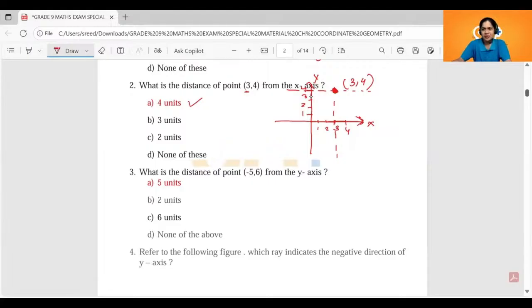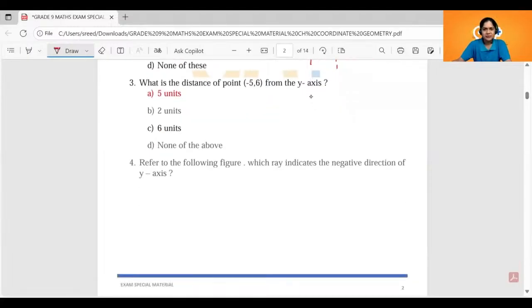Whenever you get questions like this, you don't need to have any confusion whether the x coordinate or the y coordinate is the distance. Just draw the point over there. What is the distance of point minus 5, 6 from the y-axis? From the y-axis means it's the x coordinate. If you have any doubts, let's draw and see.